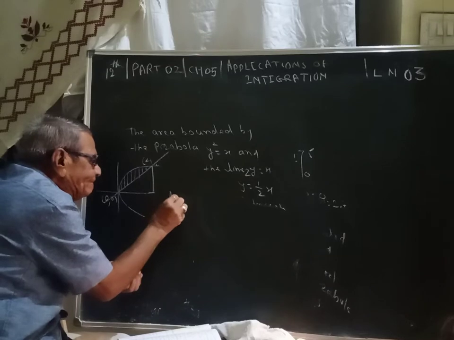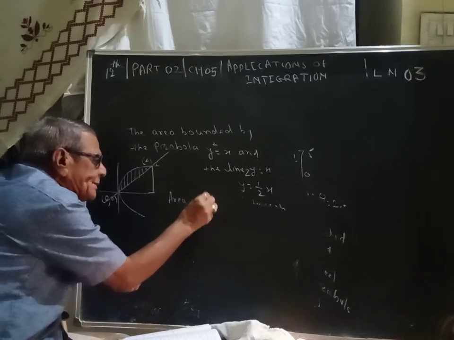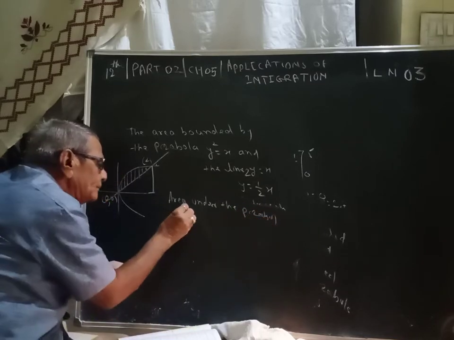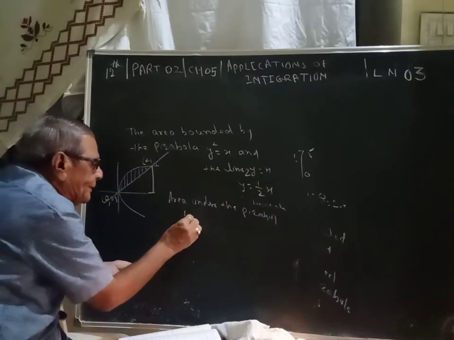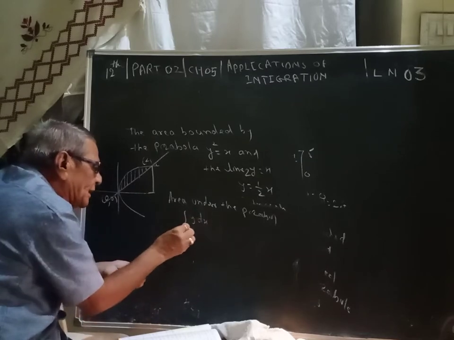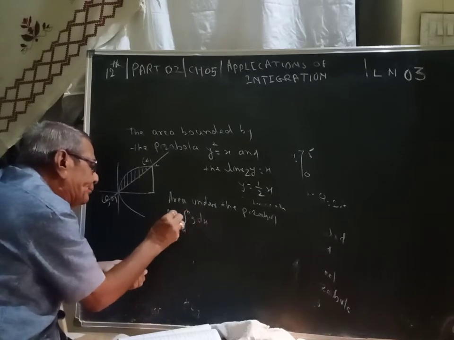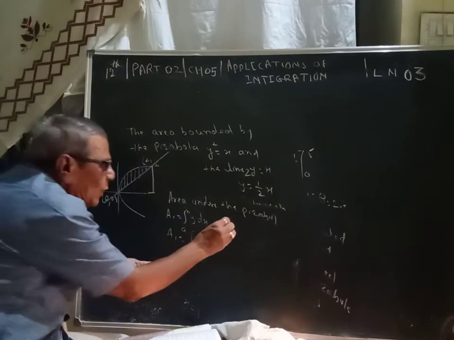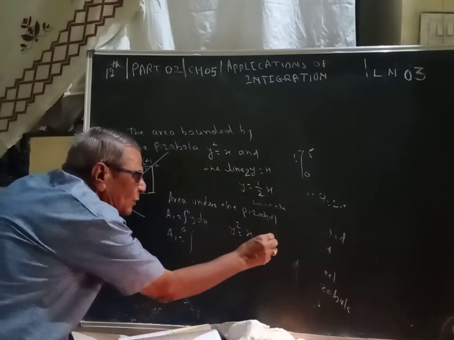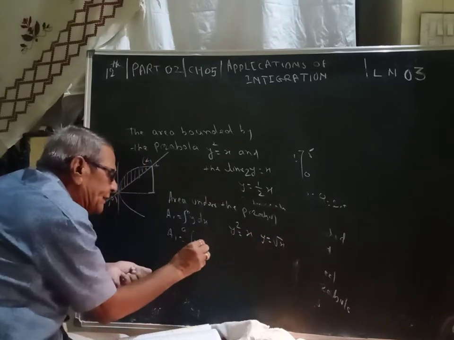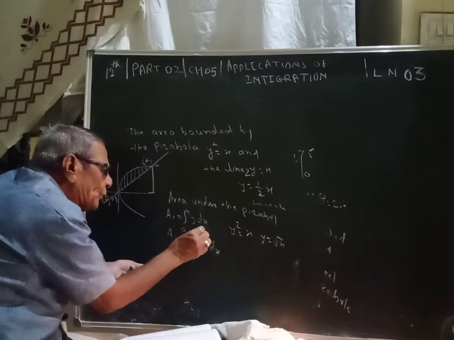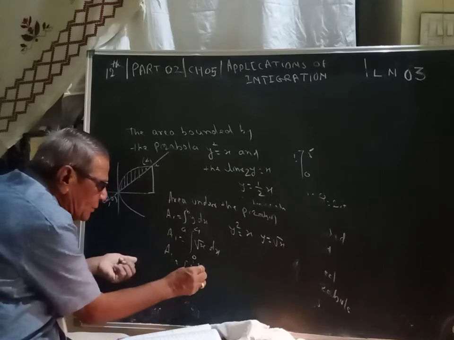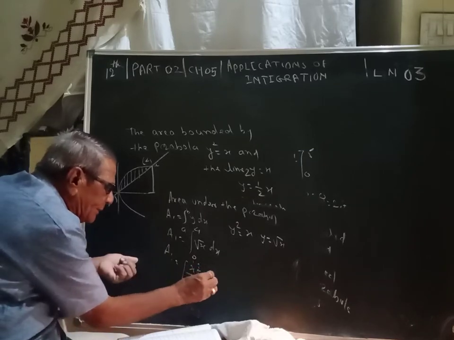Area under the parabola: integration of y dx between the limits a to b, A1. So A1 has to be the integration of y. What is y? y square is equal to x, so y is equal to root x dx between the limits 0 to 4. So A1 is equal to x raised to 3 by 2 upon 3 by 2 between the limits 0 to 4.